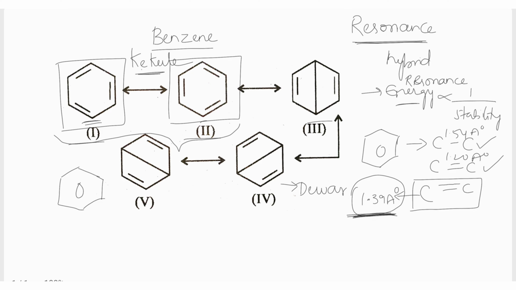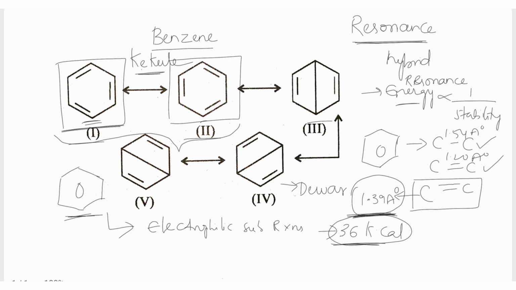And the resonance energy, or the energy gap between the resonance hybrid and the canonical forms, is 36 kilocalories. Because of this resonance energy, the benzene hybrid is more stable, and it helps in its reactivity also. Benzene, because of this extra resonance energy that it possesses, participates in electrophilic substitution reactions. This is the phenomenon of resonance with the help of the benzene molecule.